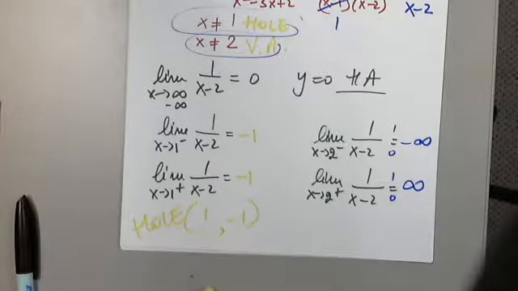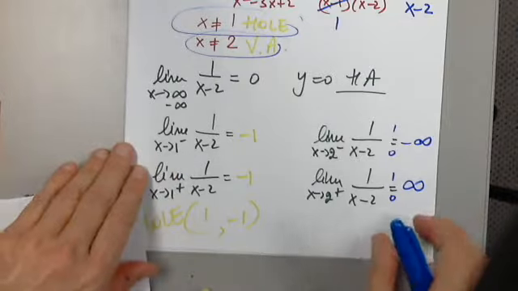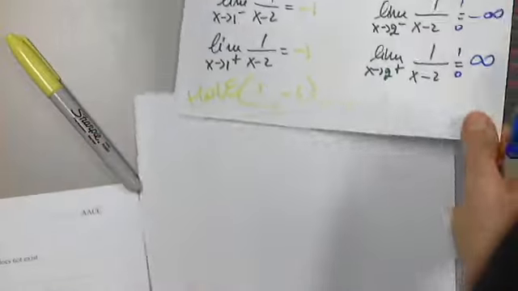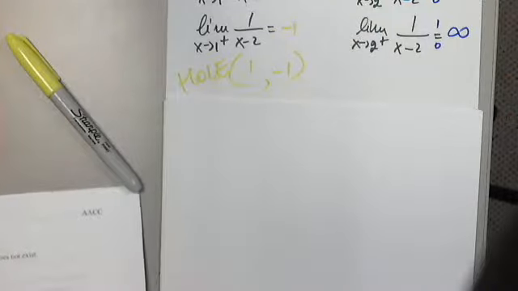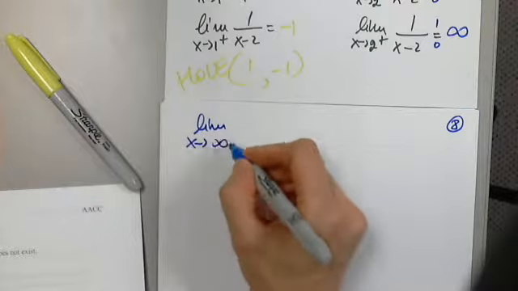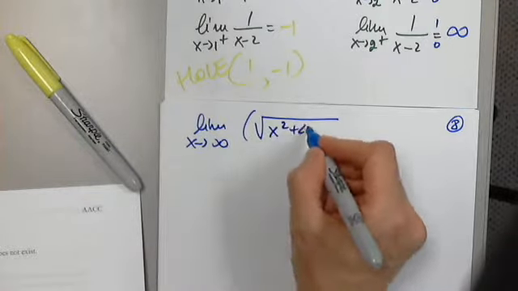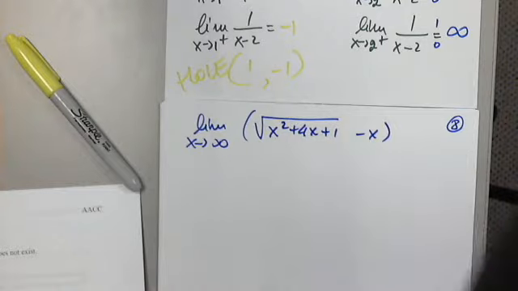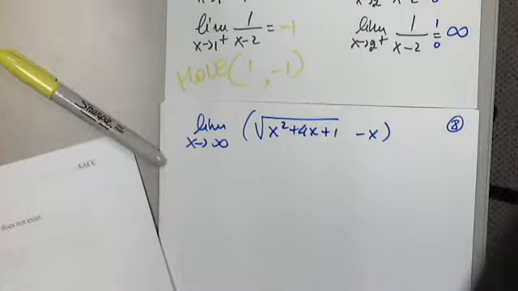Is this problem clear? Two more limits, problem 10 a and b, and then the precise definition of the limit. Limit as x approaches infinity of the square root of x squared plus 4x plus 1 minus x. What is this?